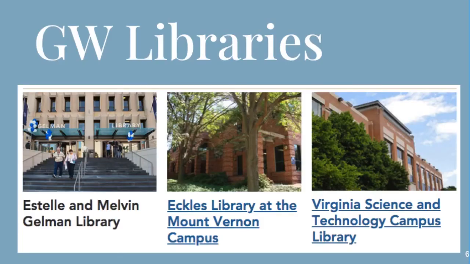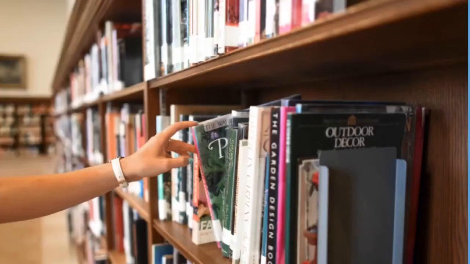GW Libraries is made up of 3 library buildings. Gelman Library in DC is our main library. Eccles Library is located on GW's Mount Vernon campus. And Virginia Science and Technology Campus Library is located in Ashburn, Virginia in Enterprise Hall. You have access to all of the print and digital materials that GW Libraries own.